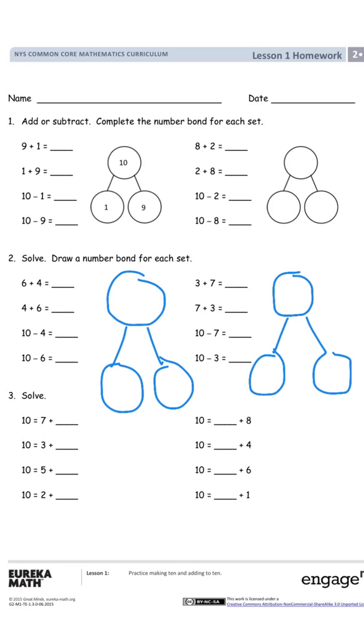Down here for number 3, the only directions that you are going to do, you're going to solve the problem. So we know that the whole is 10. So think about that. Two parts. What two parts go together to make 10? We have a missing addend, so we have one of our parts missing. What two numbers are going to go together to make 10? And you're going to do that for all of these problems.